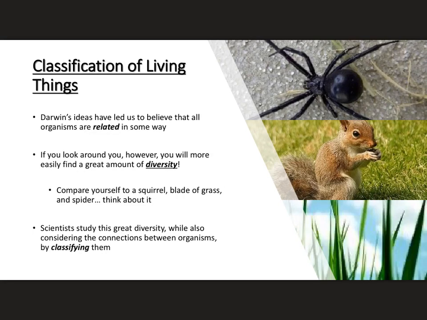All right, so we're going to continue to march forward in our final unit of the year. It's all about evolution and organisms. And we're going to transition into the idea of classification, or in other words, how do scientists organize all the types of living things that are on the planet?